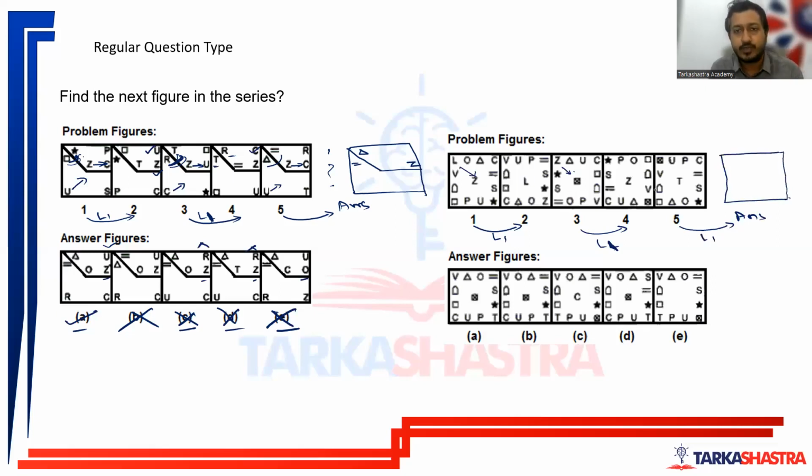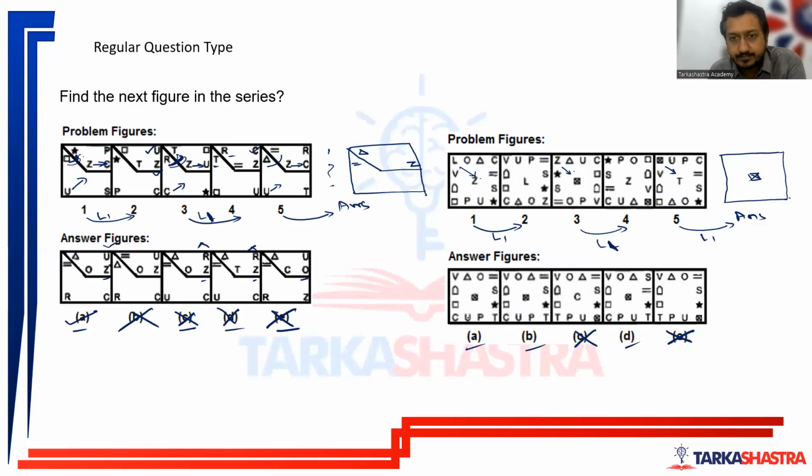Okay. So what is happening? So this L is coming from here to here. Z is coming from here to here. Now this box will come from here to here. So you will have a box over here. So you have that in A option, B option, not in C option, D option, not in E option. Okay. Next, what is happening?